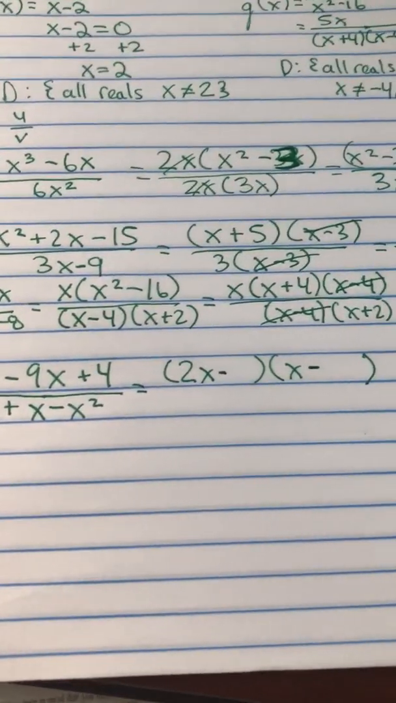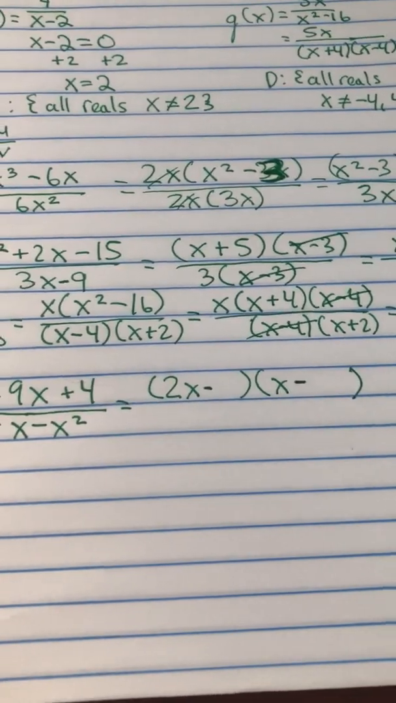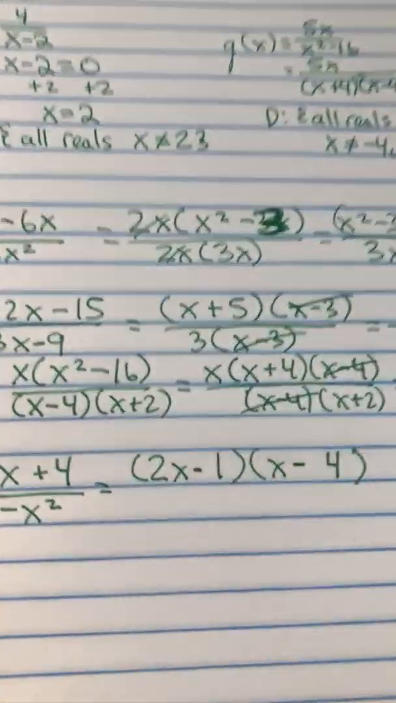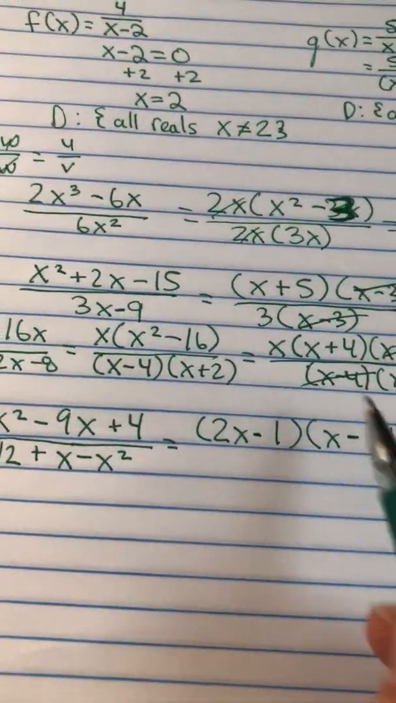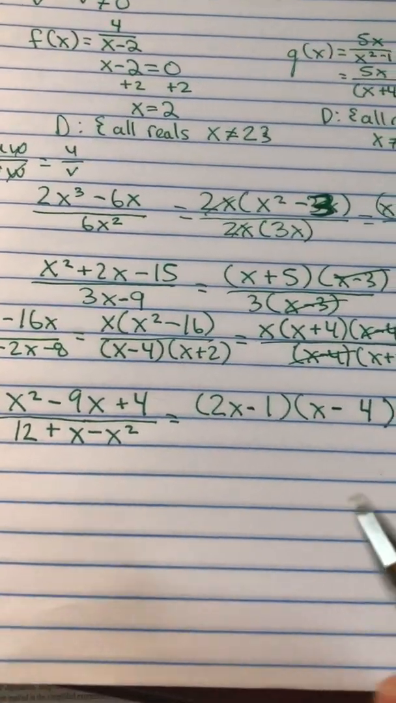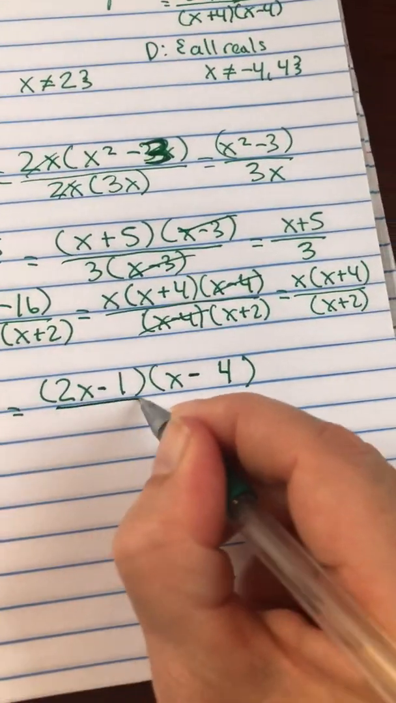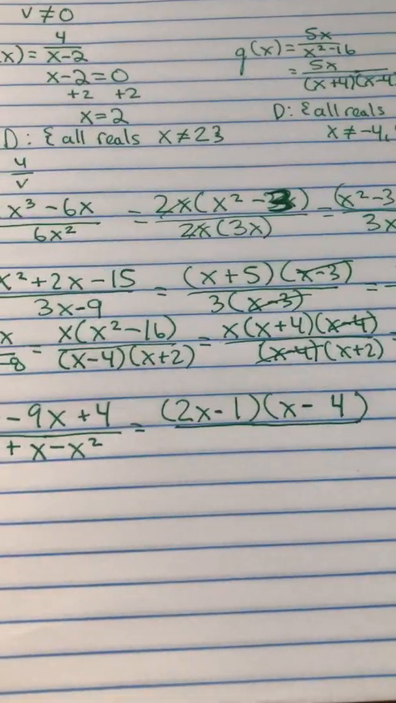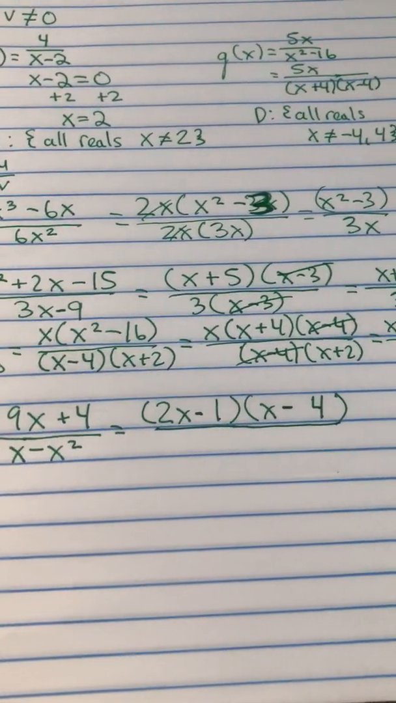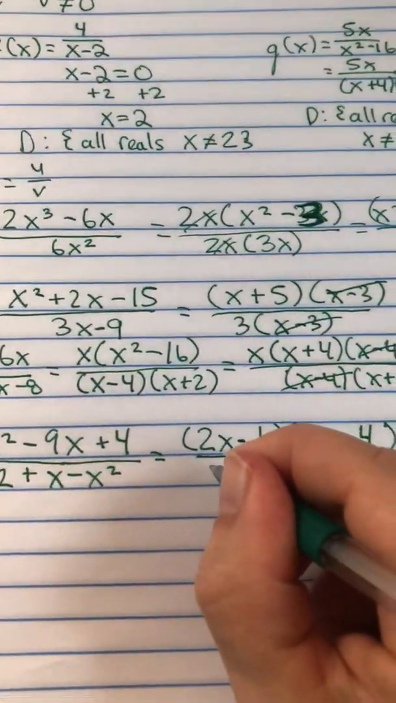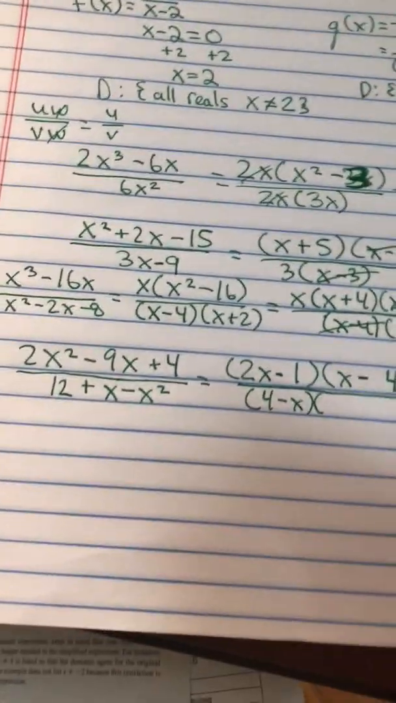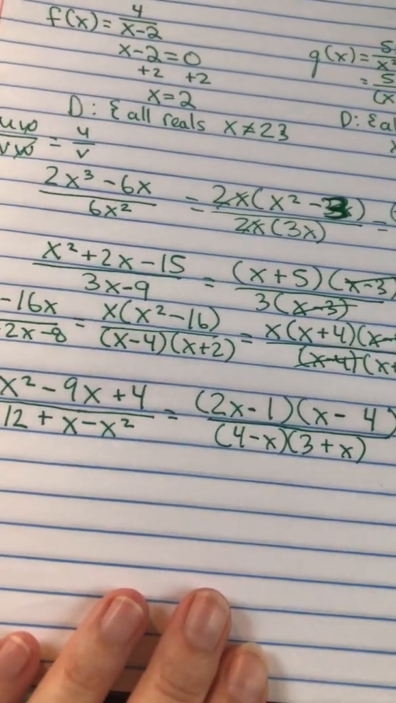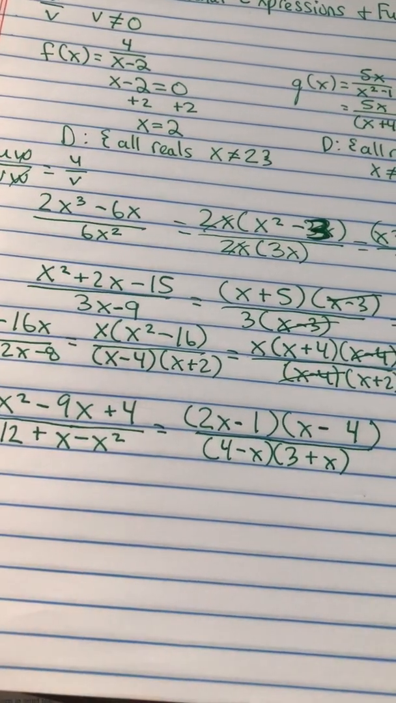We're going to have 4 and 1, and the 1 is going to go with the 2, because that will give you the plus 4, negative 1x, negative 8x, the negative 9x in the middle. Then here, remember that x squared is negative, so that's what's going to mix this up a little bit. This factors to 4 minus x times 3 plus x. That gives you your 12, negative 3x plus 4x, your plus x, and your negative x squared.